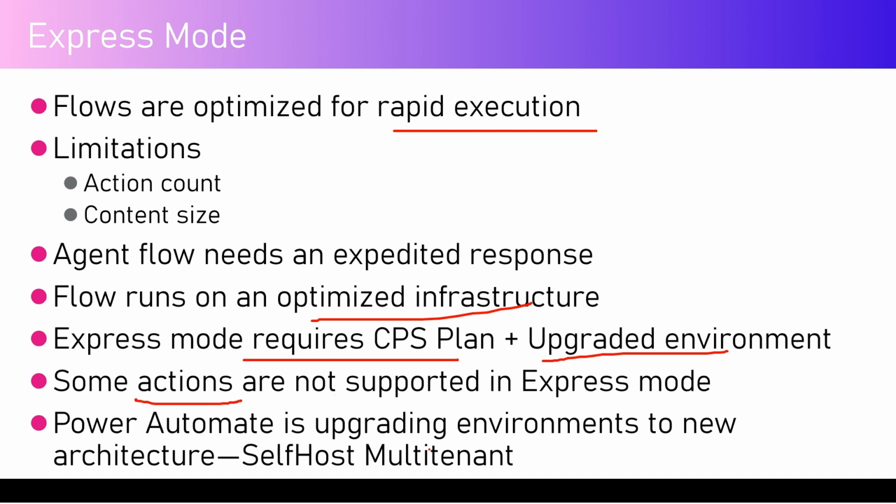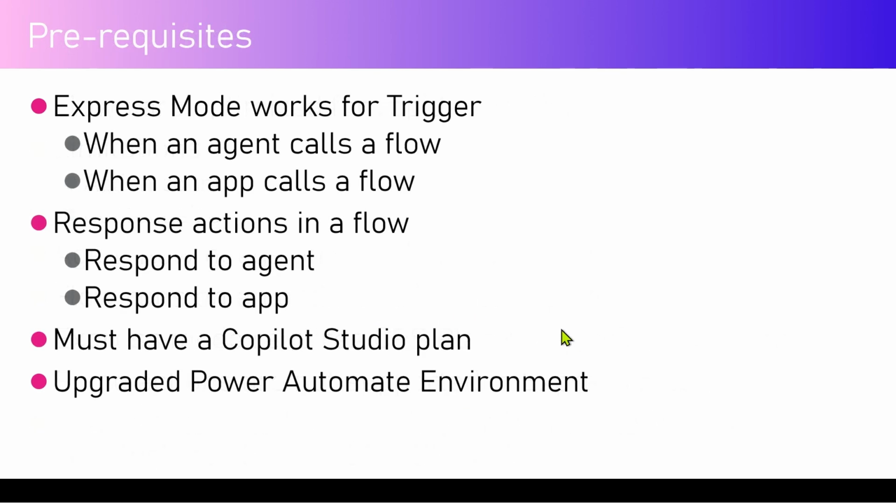Now Power Automate is upgrading the environments to a new architecture, so this is important to note. There is something called self-host multi-tenant. So there are some configurations within Power Automate. If you see this value, self-host multi-tenant, then you will be able to execute express mode within your infrastructure, and I'll show you how to check that as well.